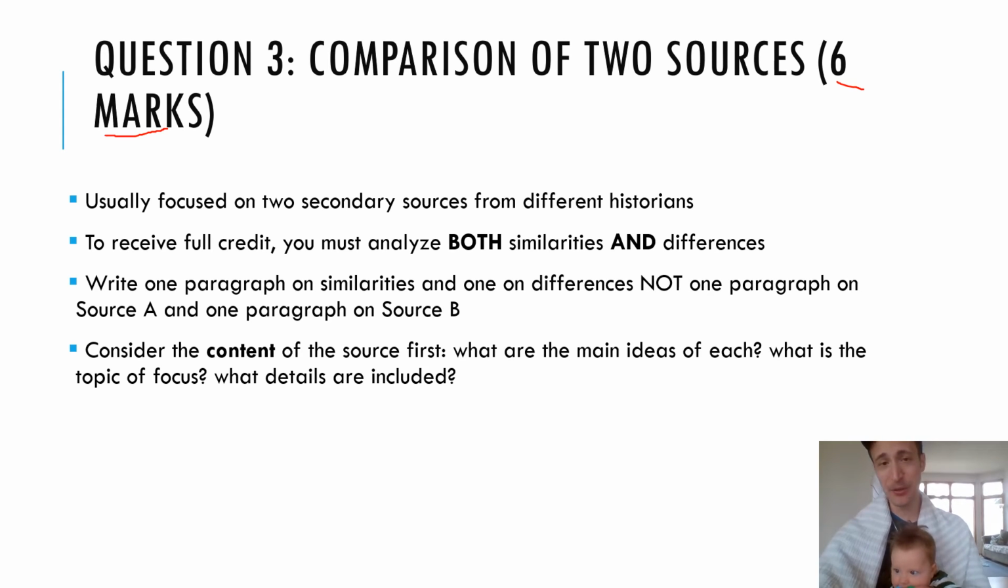Things you want to consider when you're looking at the sources, I think the one that smacks you in the face is what's the content of each source. So what are the main ideas? What is the topic of focus? Is one focusing on the economics of an issue and one is focusing on more of the political system? What details are included or not included in each one that may support the argument? What do they choose to include?